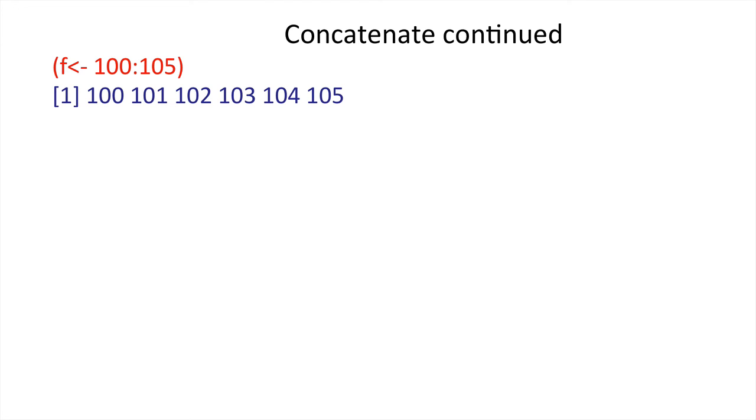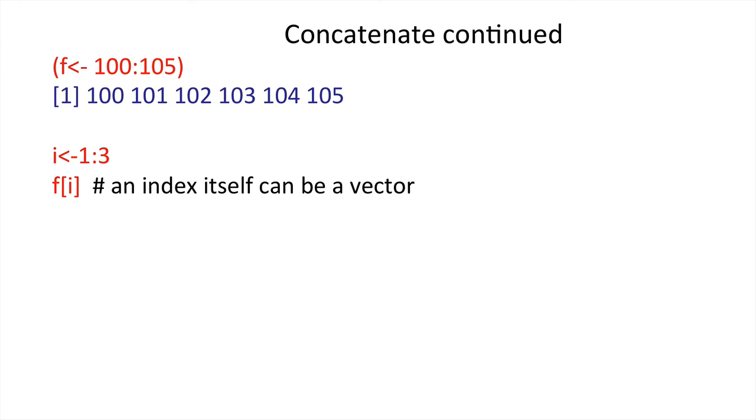Let's continue with concatenate. Let's define F as a list between 100 and 105. It's a nice, neat array. And the important thing to note here is the index itself of a vector can itself be a vector. So for example, if I is 1 to 3, then F square brackets I are the first three elements, 100, 101, and 102.